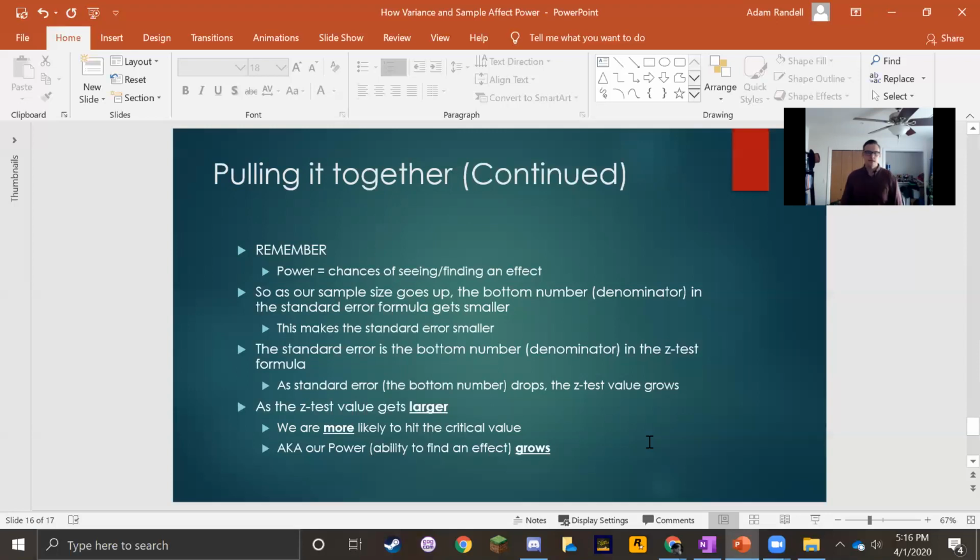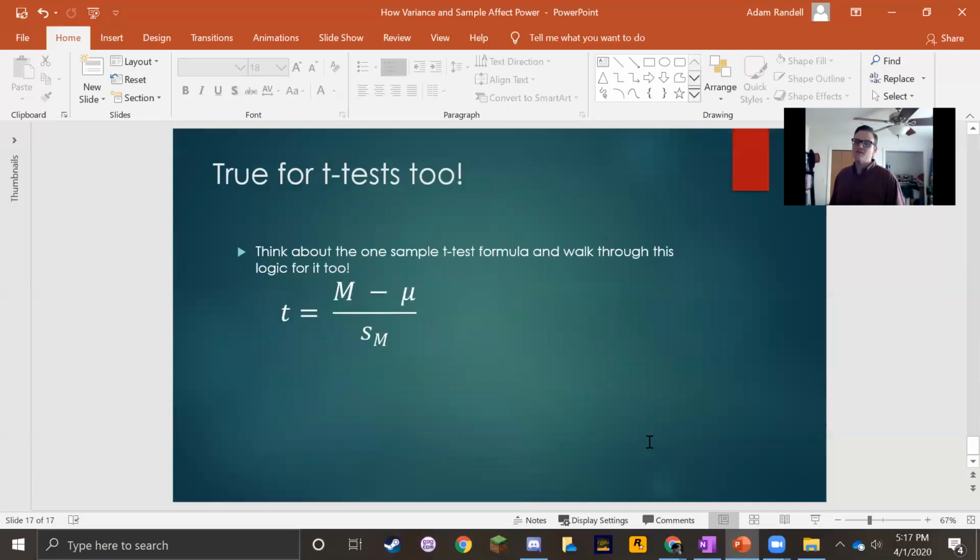All right. I try to go slow, try to lay that all out, and I hope it helped. But that logic applies to every test statistic, even t-test. So I challenge you to try and go through that whole thing and that logic for a one sample t-test formula.